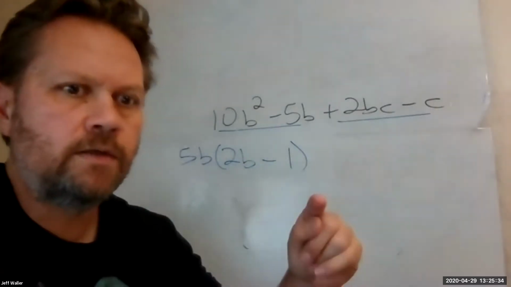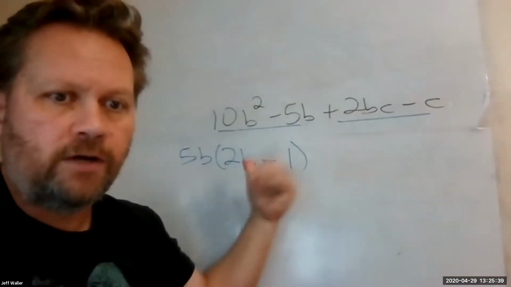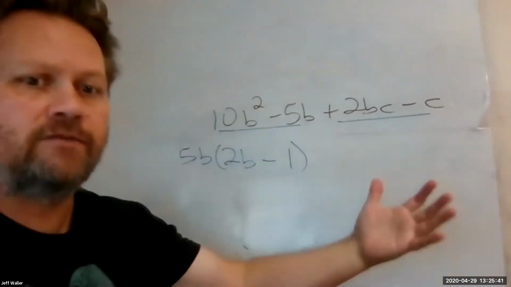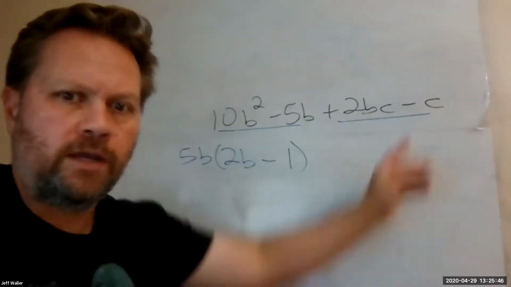So it kind of makes sense. If distribution is multiplying something in, the process that's the opposite of that is dividing it out. Now what comes out of these 2?